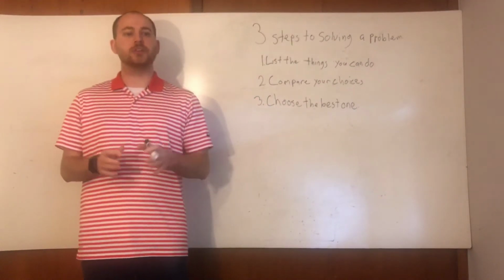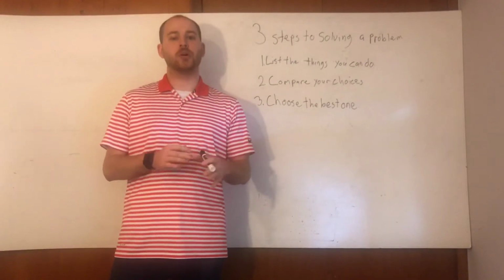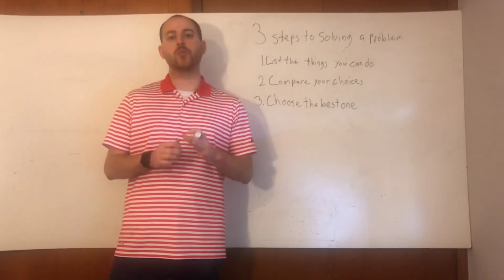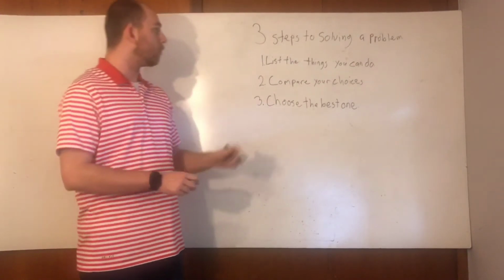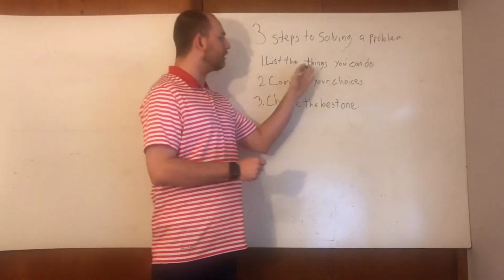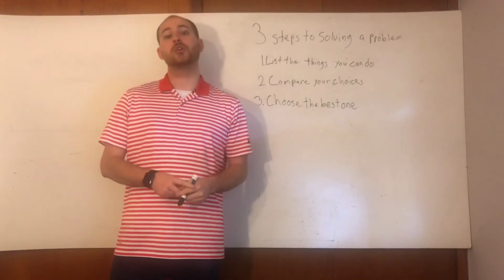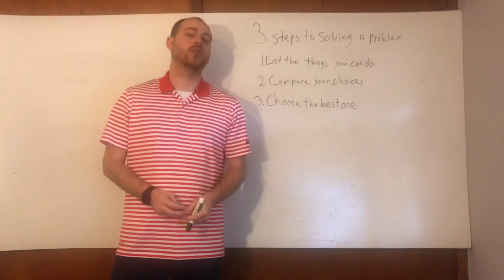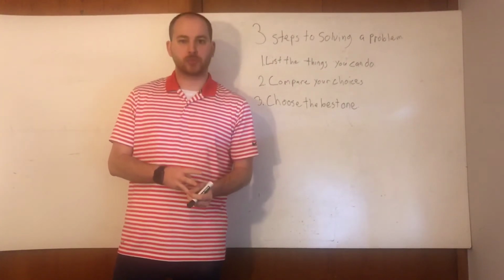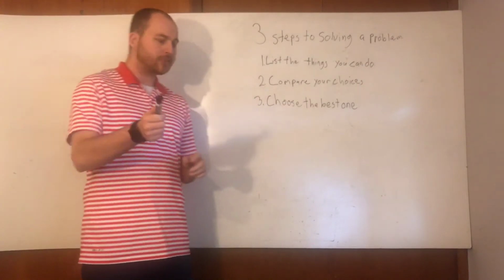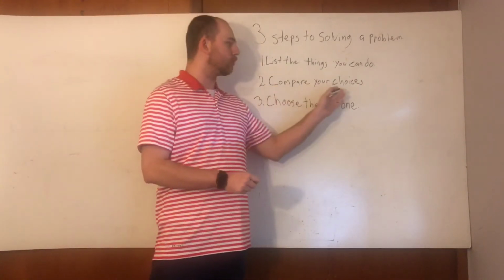For our activity, you're going to imagine a scenario in which you're having trouble with your homework. Now let's look at number 1, the first step, which is to list the things you can do. Well, you can ask for help, you can just not do your homework, or you can just look off a neighbor's homework.